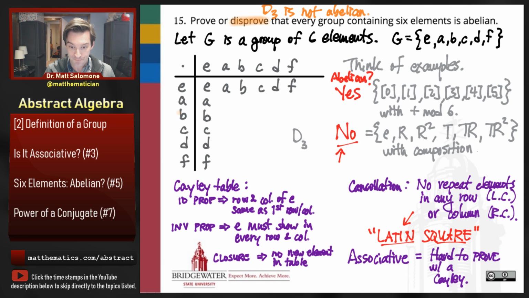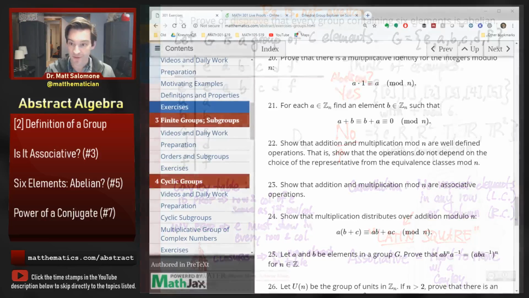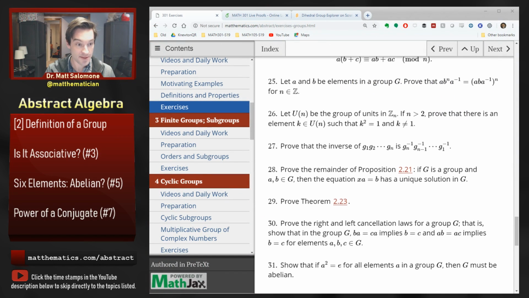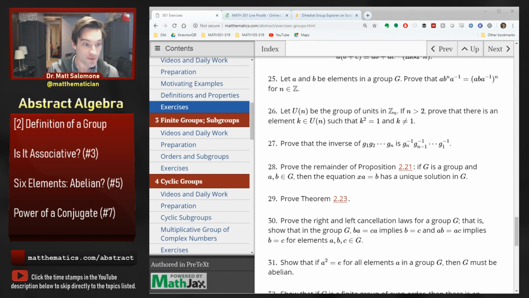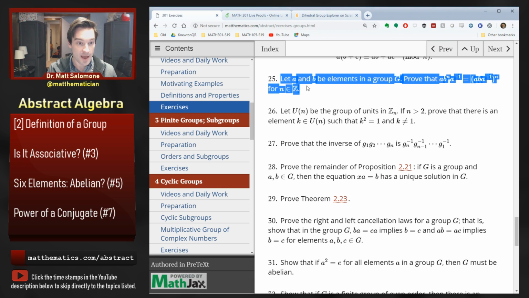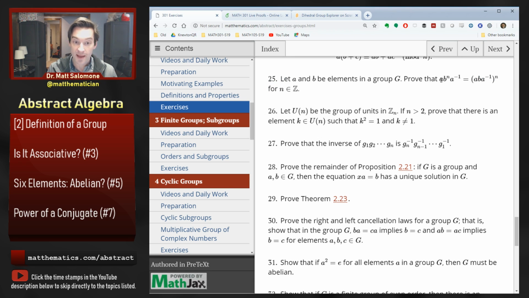So this problem is problem number 25 in Judson's exercise set. And so the problem says, let A and B be elements in a group G. Prove that A times the nth power of B times the inverse of A is equal to the nth power of A times B times A inverse for any integer n.